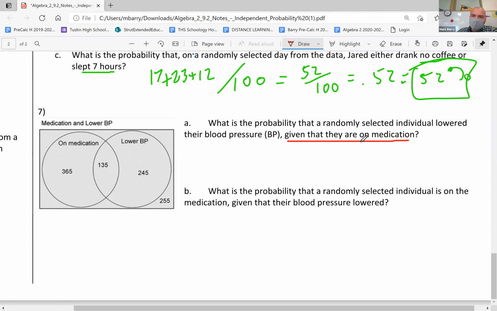Given that they're on the medication, our denominator should be all the people who were given the medication. So that is these groups, right? 365 plus 135 would be 500. Then out of those 500, how many lowered their blood pressure? That would be the 135 in the middle, correct? Because those are the 135 out of those 500 who lowered their blood pressure. So this comes out to 27%.